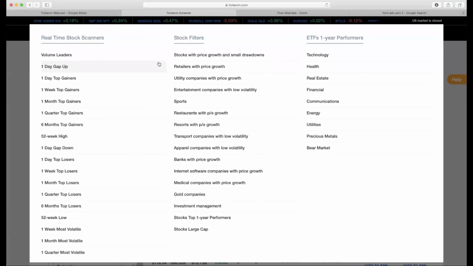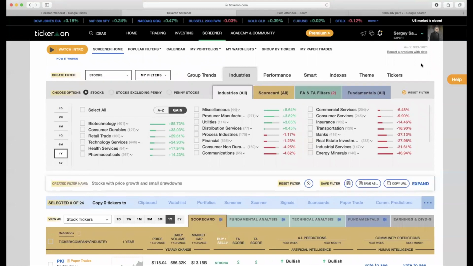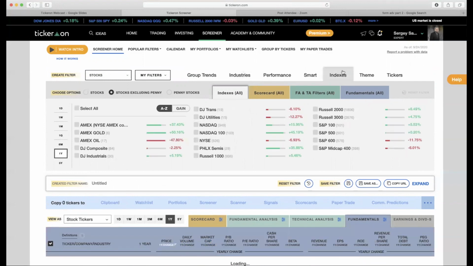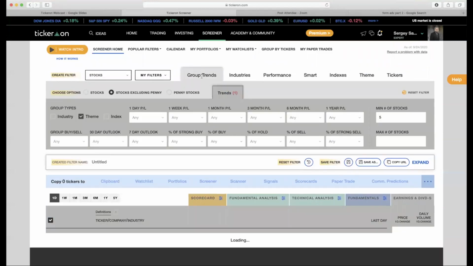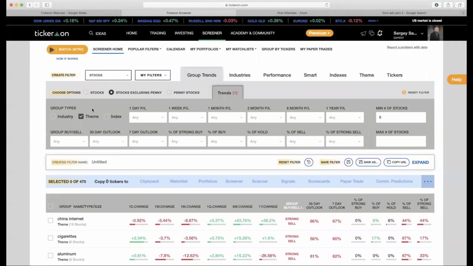And this could seem a little overwhelming at first because we have so much information available, but pretty much you could sort here by industries, performance, indexes, themes, tickers, whatever. But what I personally like the most is group trends. This is what I personally use. And what it does is it lets you sort by groups, right? And you can sort by industry, you can sort by theme, you can sort by index. I like to use theme.